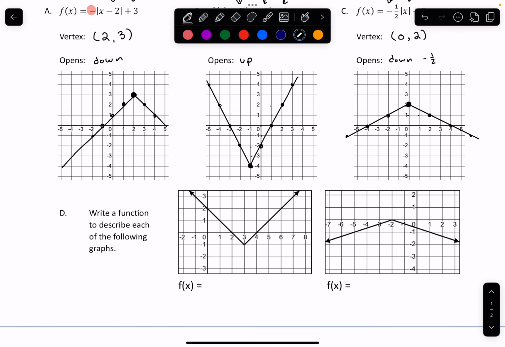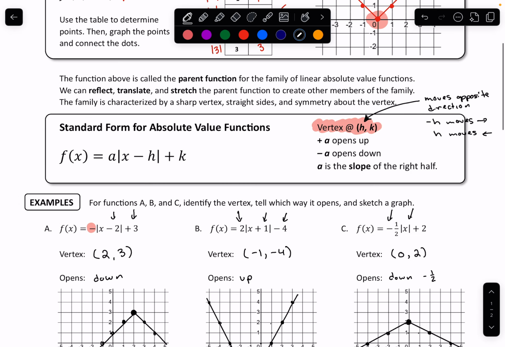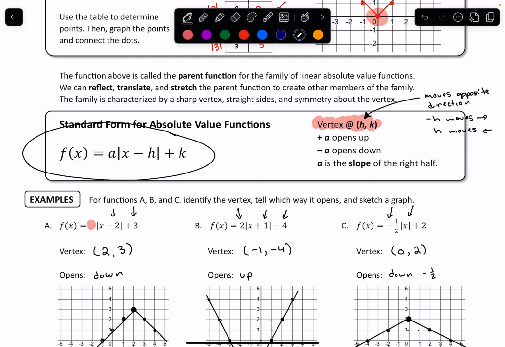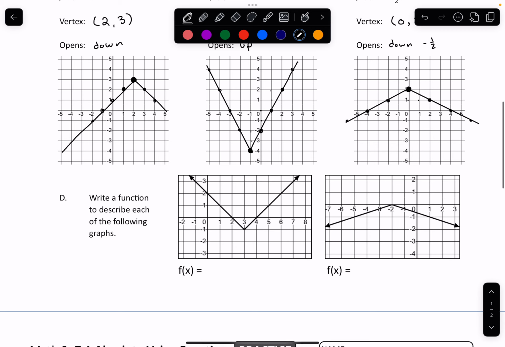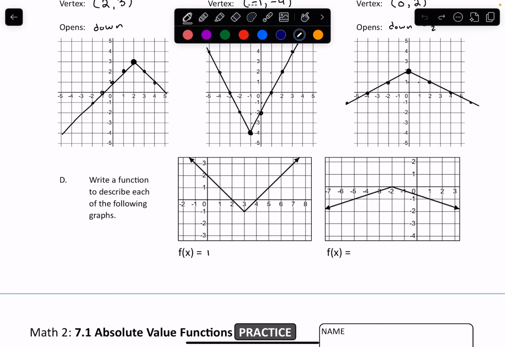Okay? Now, example D, instead of giving you the function, it gives you the graph and it wants you to write the function. So it wants you to write this equation, but plug in the right numbers for A, H, and K. So when I look at this, A is my slope of my function. And when I look at my function, it goes up 1 over 1, up 1 over 1. So A is just 1, right? It's just a regular slope. So I could put a 1 in front of the absolute value, or I could just leave it blank. I'm going to leave it blank because I don't like to write numbers that I don't need.